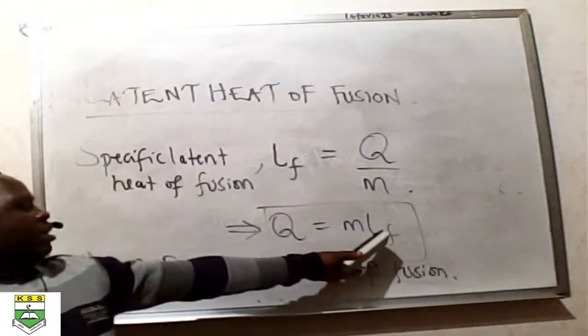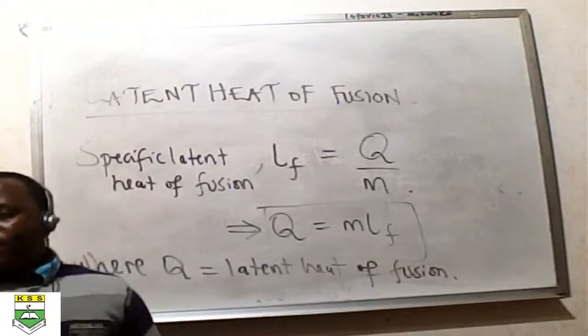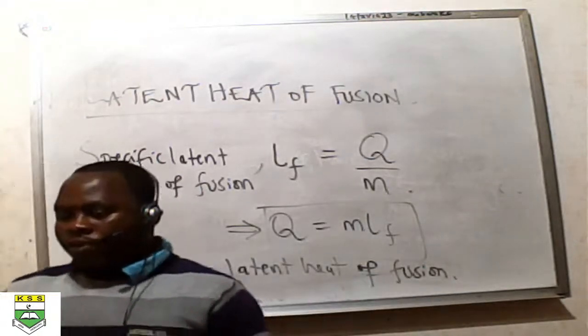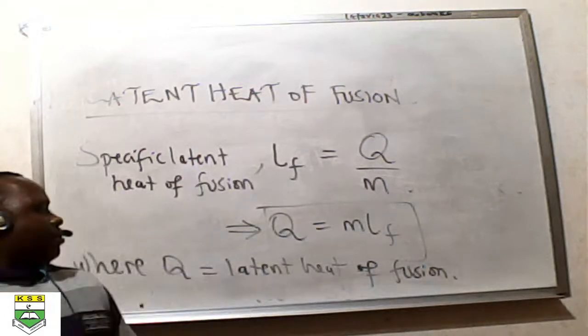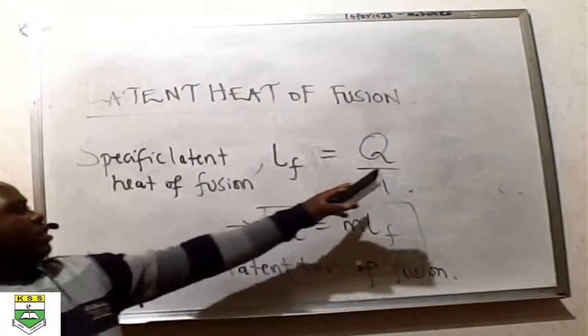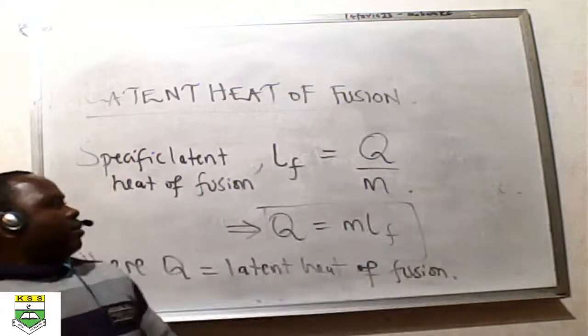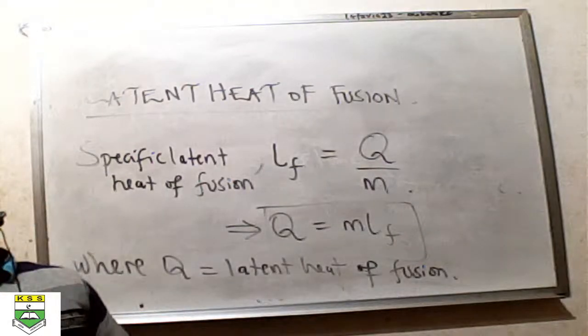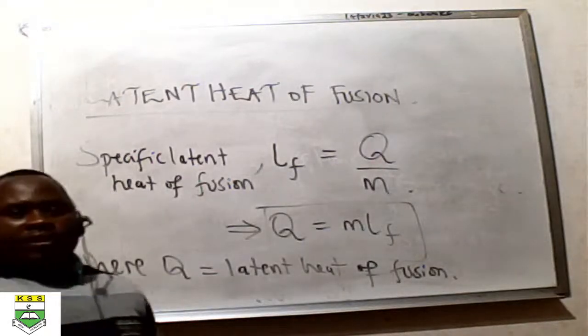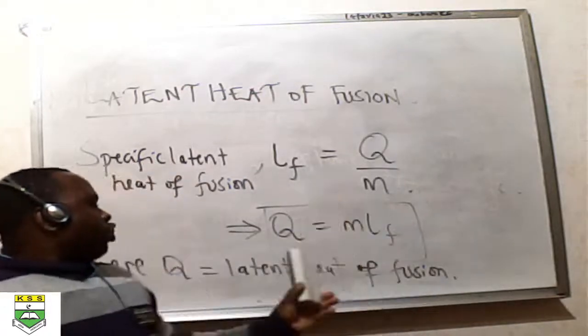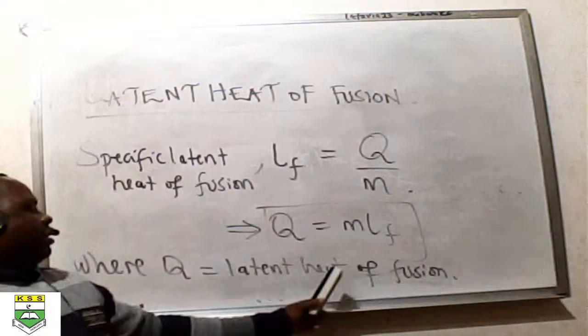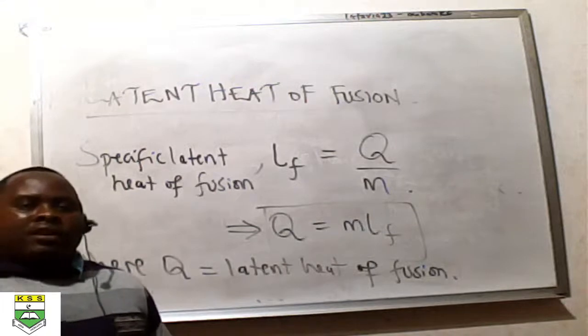Now the other one, the LF, is the specific latent heat of fusion. Hoping you have seen, so try to make that correction. Here in the notes it appears as if it is a theta, and yet theta we've been using to mean temperature, but it is Q. Q is the latent heat of fusion, then LF is the specific latent heat of fusion.